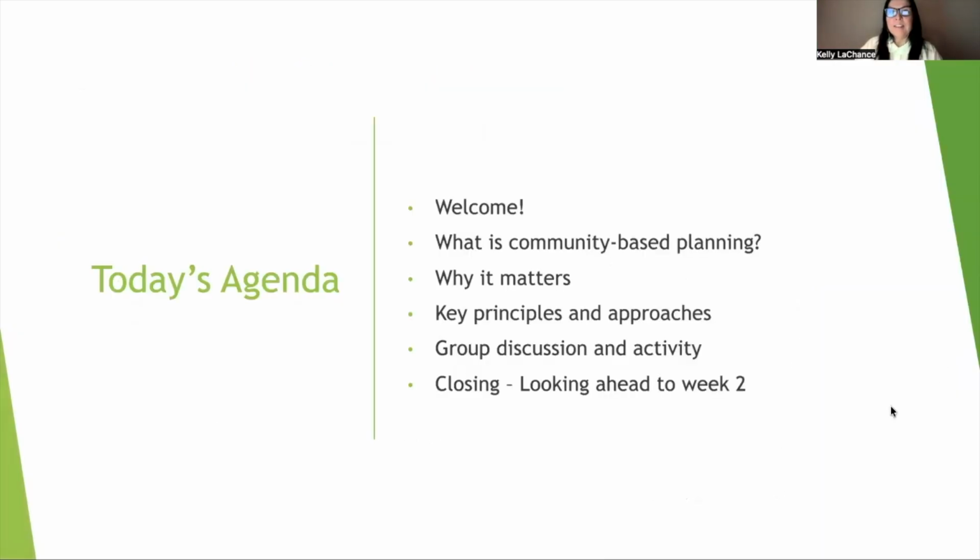For today's agenda, we will look at what is community-based planning, why does it matter, key principles and approaches, and looking ahead to week 2.